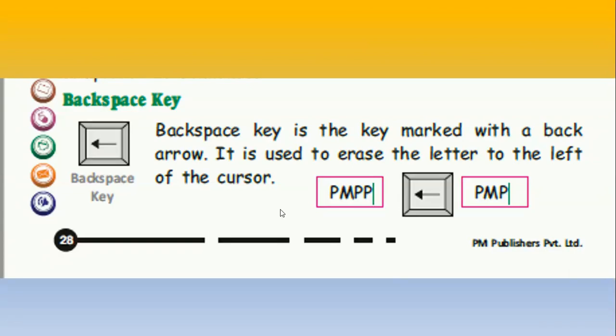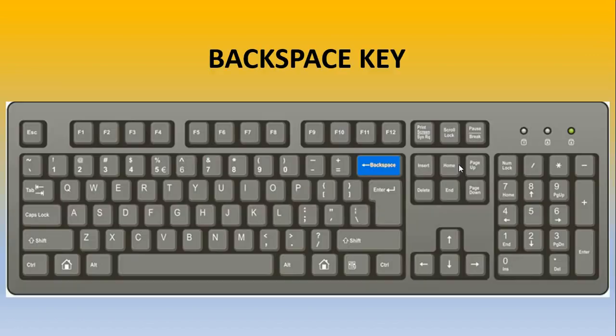Backspace key. Backspace key is the key marked with the back arrow. It is used to erase the letter to the left of the cursor. See, here you can see in the example PMPP is written, and after the second P, the green cursor is there. If you want to remove this extra P, what do you have to press? You have to press the backspace key. Backspace key will remove the extra P from here. It will remove the character which is to the left of the cursor.